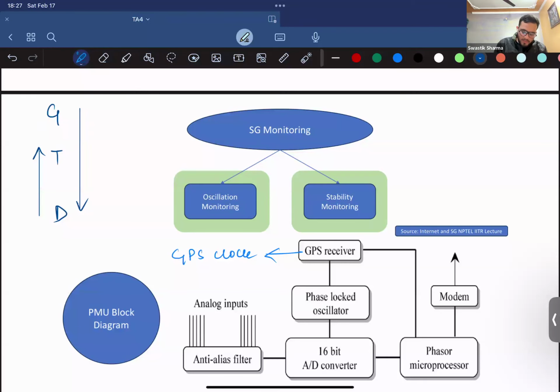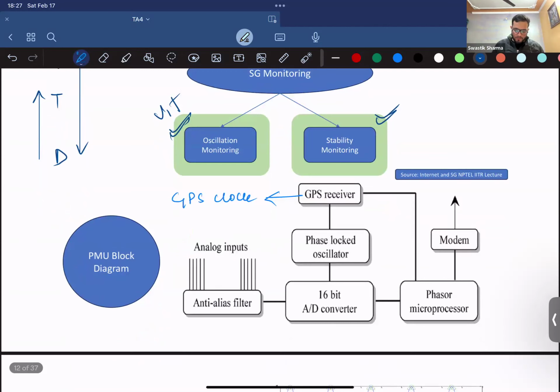So you need to be able to measure the oscillations that are occurring in the voltage and phase angle, or sorry, frequency. And then you need to measure the stability as well. In order to ensure that efficient flow of power is being issued from the whole smart grid, you need to make sure that it's stable first.